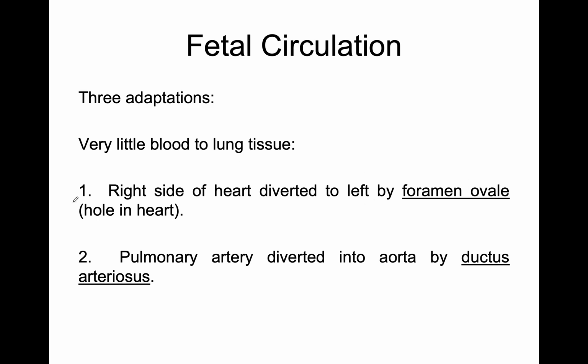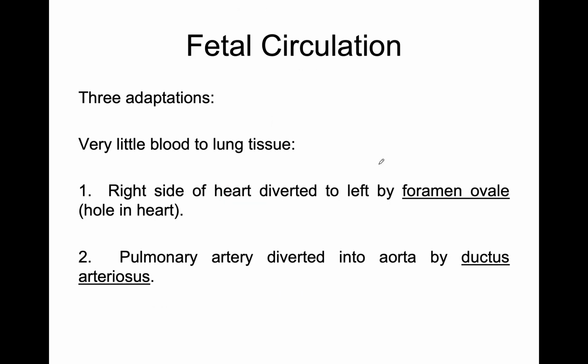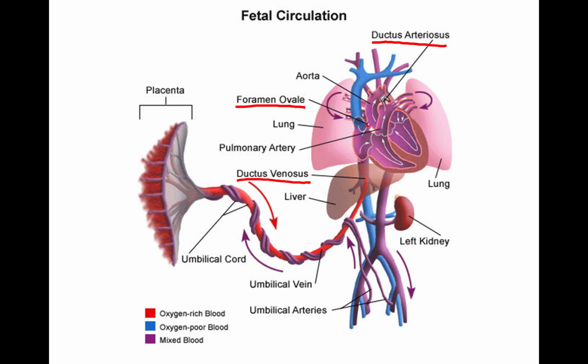The foramen ovale, the hole in the heart, diverts blood from the right-hand side of the heart into the left. If we go back to the diagram here, we can see the foramen ovale, which diverts, where is it? Okay, blood from the right-hand side of the heart into the left. The pulmonary artery is diverted into the aorta by the ductus arteriosus. Go back to that diagram again. Here we can see the pulmonary artery here. Blood is diverted directly into the aorta, so that prevents blood travelling to the lungs.